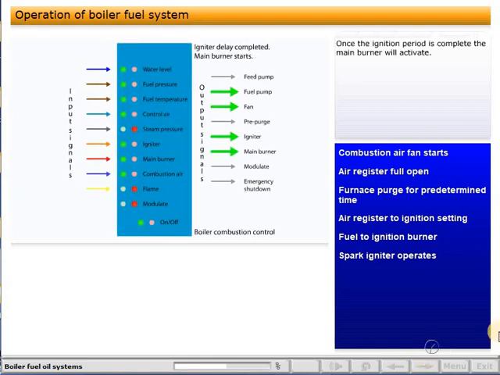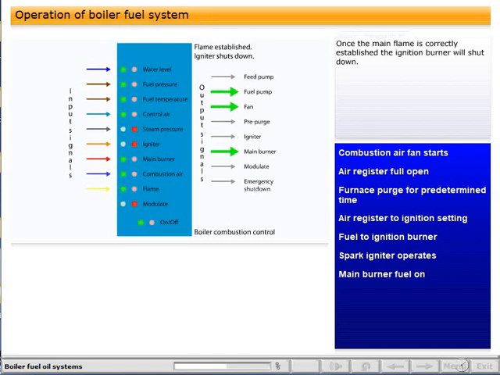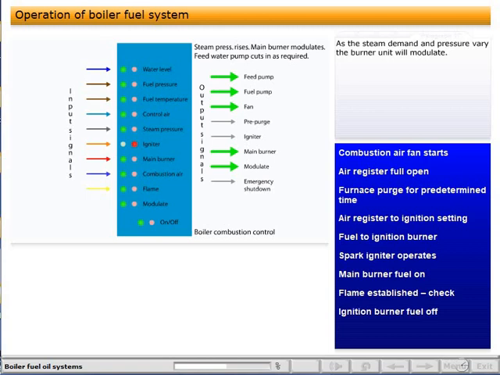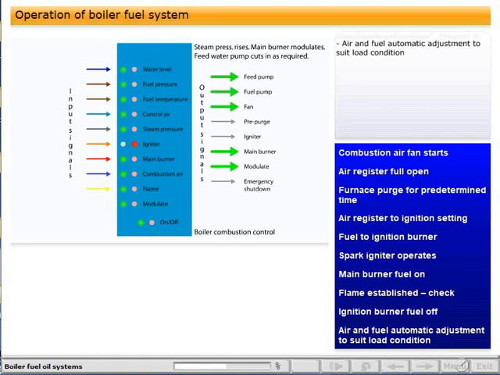Once the ignition period is complete, the main burner will activate. Main burner fuel on. Once the main flame is correctly established, the ignition burner will shut down. Flame established. Check. Ignition burner fuel off. As the steam demand and pressure vary, the burner unit will modulate. Air and fuel automatic adjustment to suit load condition.